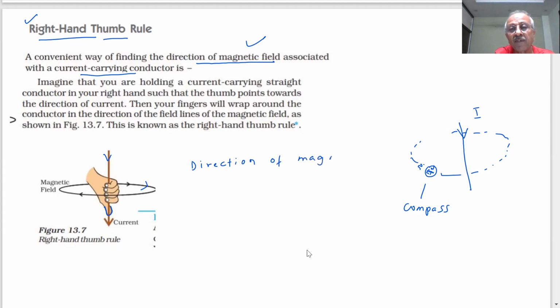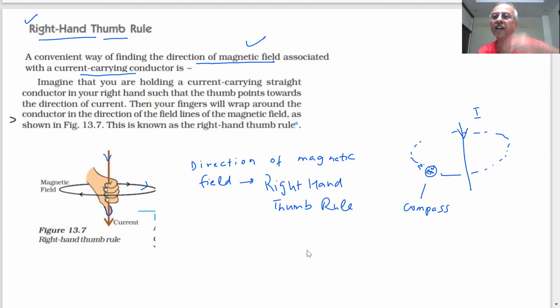The direction of the magnetic field can be determined by what method? The right hand thumb rule. I can use the right hand thumb rule. Any doubt in this? No, sir. Okay. So one thing is clear: any straight wire which is carrying a current will have a magnetic field around it.